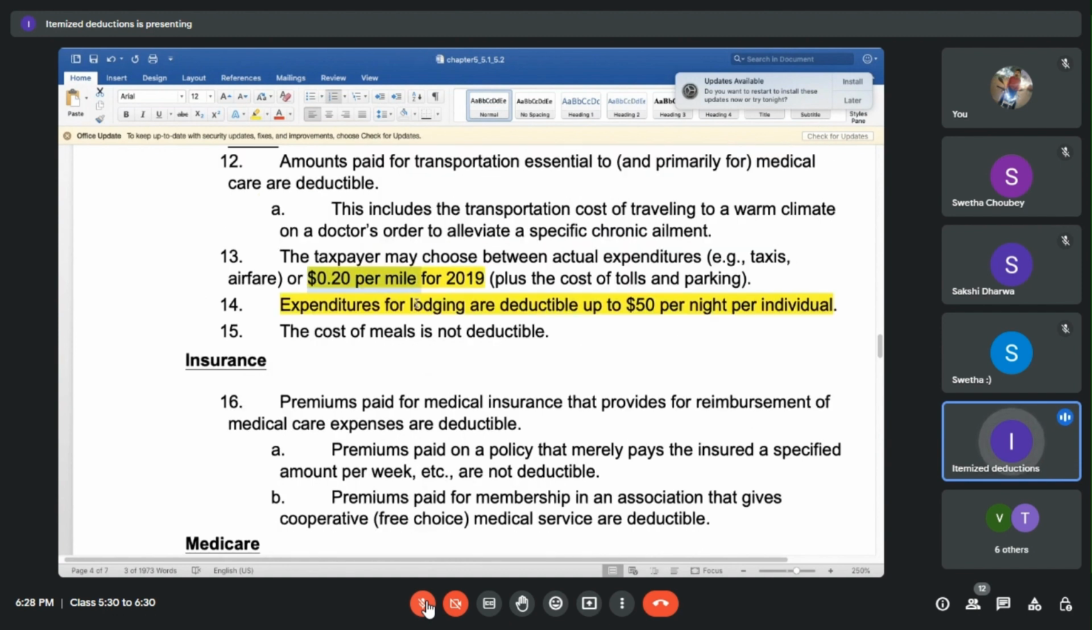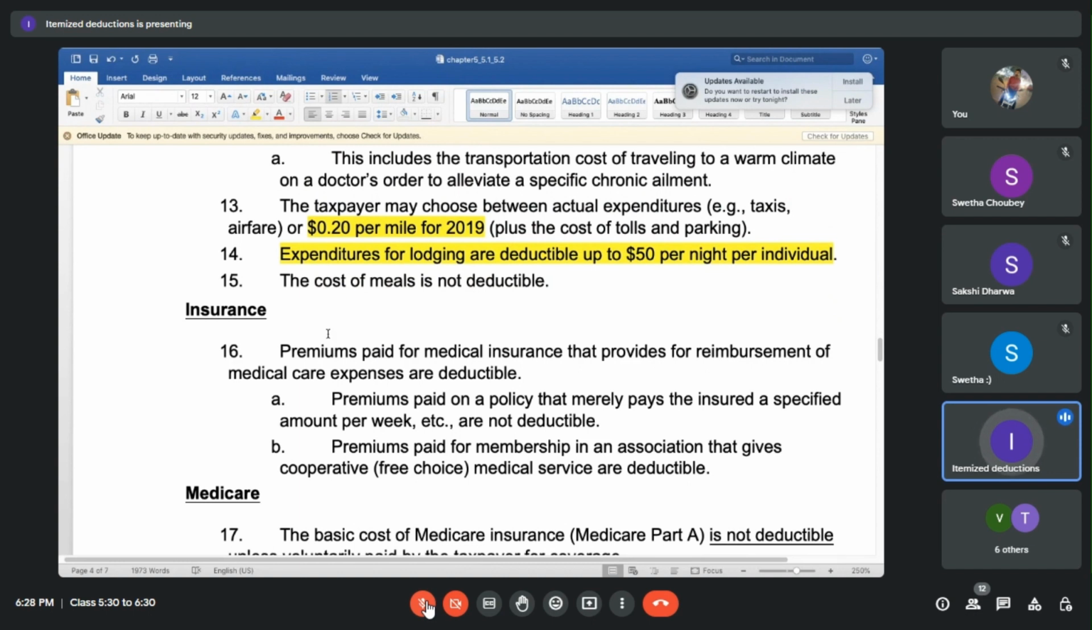Here it is all done more for social reasons, because medical expenses are something which nobody wants to incur. Those are not luxury. Those are unnecessary, something that a person cannot control much. So these benefits are given. Premiums paid for medical insurance and all those are also deductible.